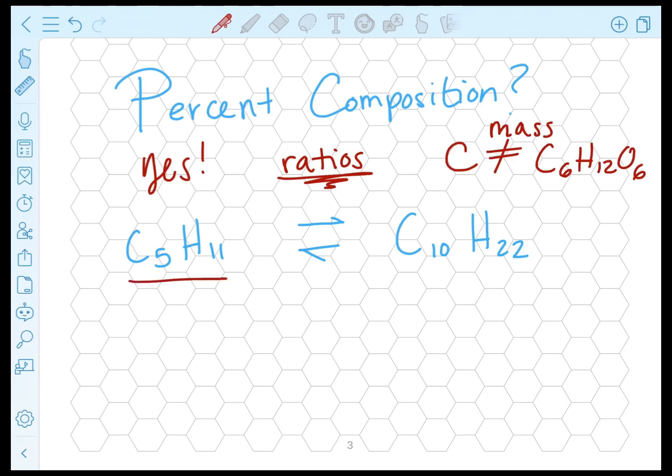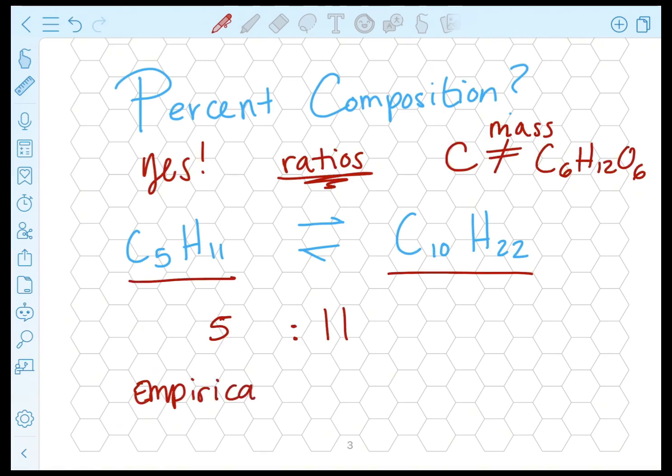For example, if we have C5H11 to C10H22, the common ratio here is 5 to 11. So since the ratio is the same, they will have the same percent composition and the same mass, even though the ratio here is bigger than the one here. So here we're comparing empirical versus chemical formulas.